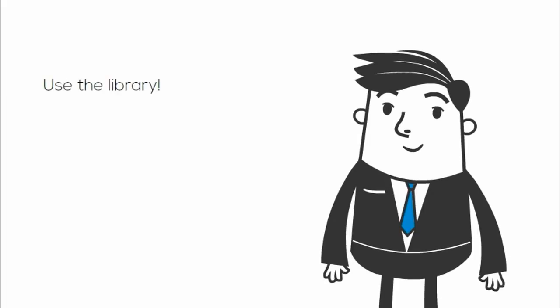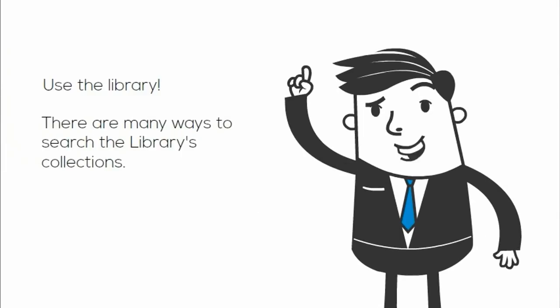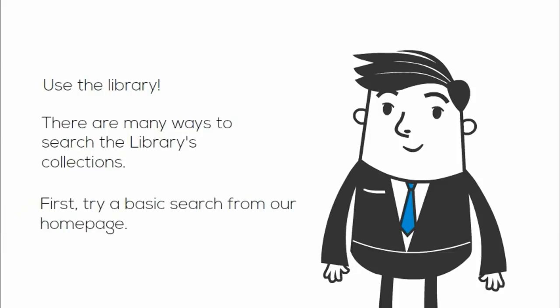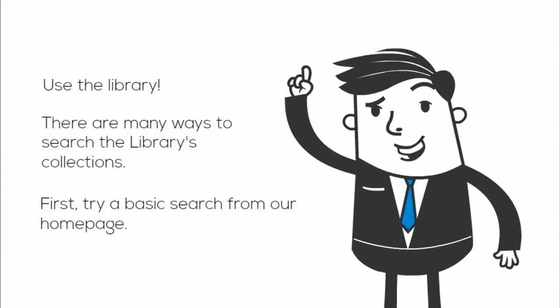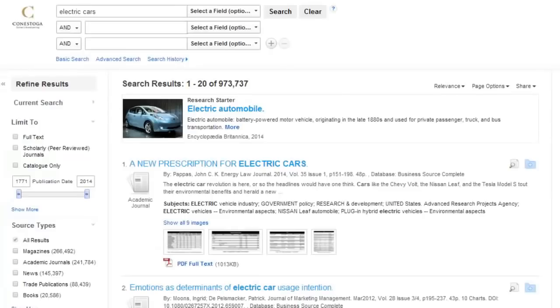You should definitely use the library's collections to find high quality information on your topic. There are a number of ways to search the library's collections, but the first place I would recommend is to try a basic search from the library homepage. In the search box, enter some keywords on your topic, like electric cars. You can quickly see that there are plenty of results from a variety of source types.